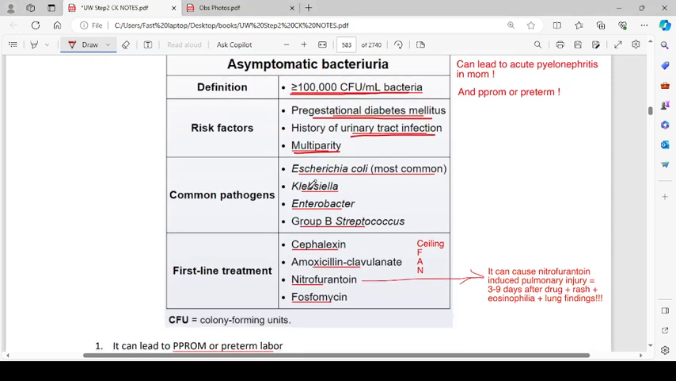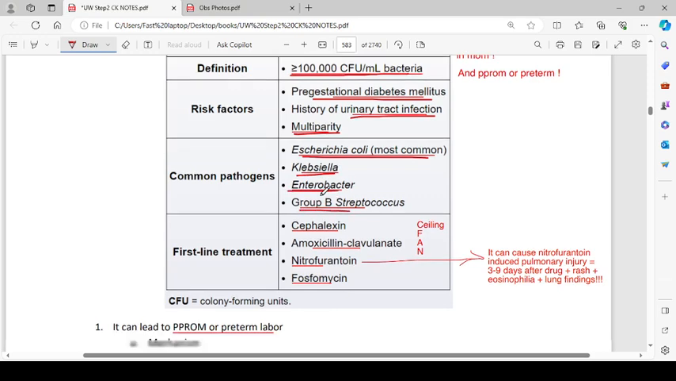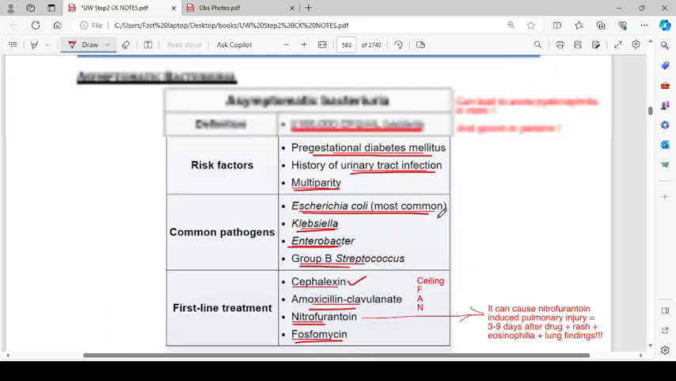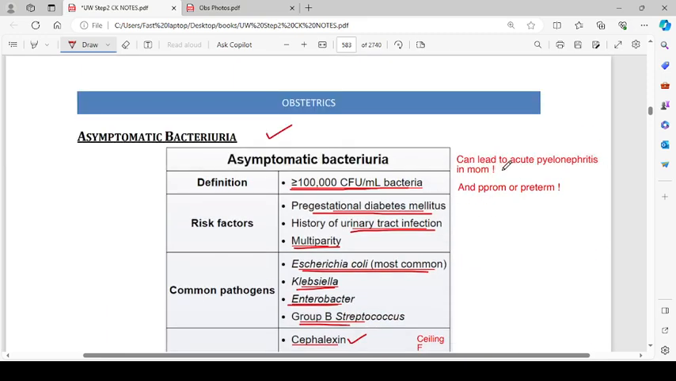Okay, common pathogens are E. coli, most common, then Klebsiella, Enterobacter, and group B streptococcus. First line treatment is cephalexin, amoxicillin clavulanate, nitrofurantoin, and fosfomycin. Asymptomatic bacteriuria can lead to acute pyelonephritis in mother and PPROM or preterm delivery.